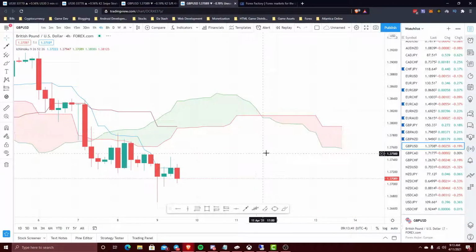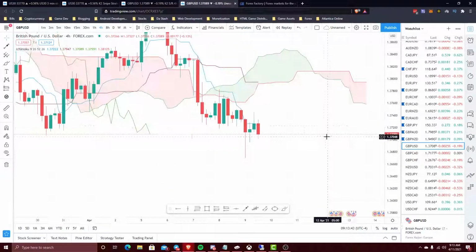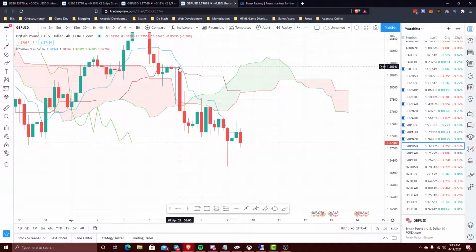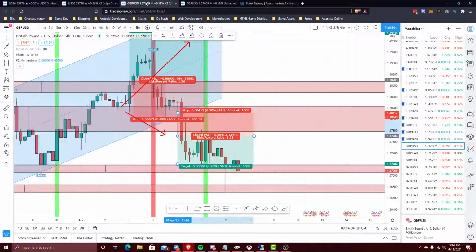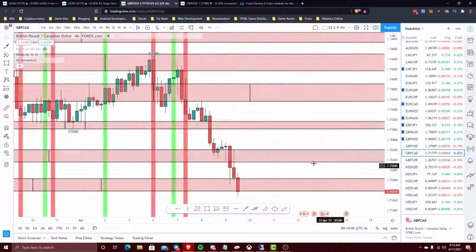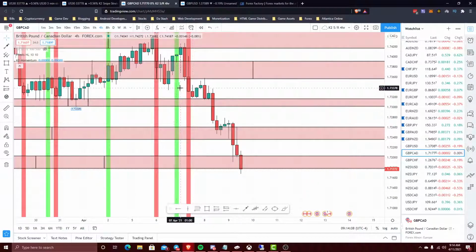If we look at the Ichimoku strategy, we have the baseline above the conversion line, which signals a bearish trend. Right now it's just consolidating, but like I said, I'll keep my eye out on that as well. GBP CAD, nice little downtrend here.